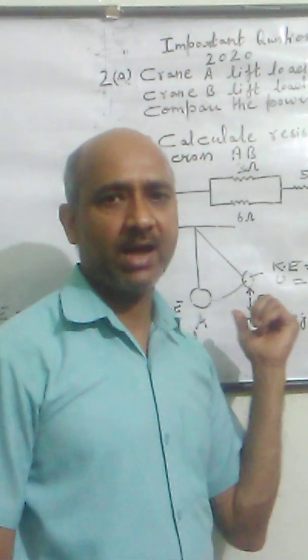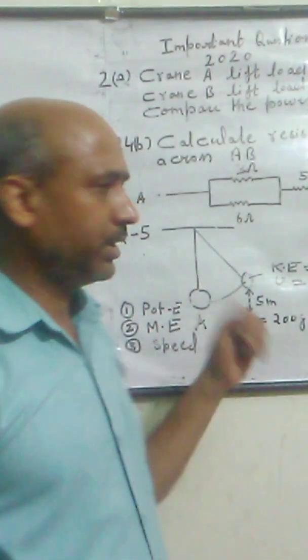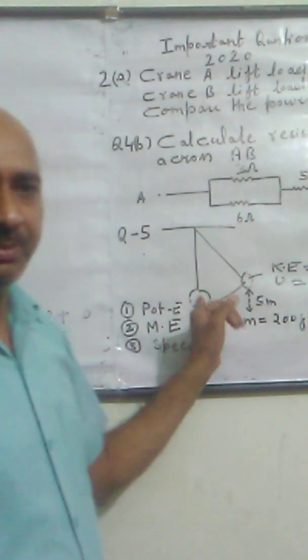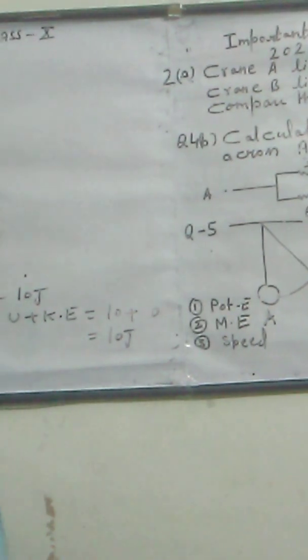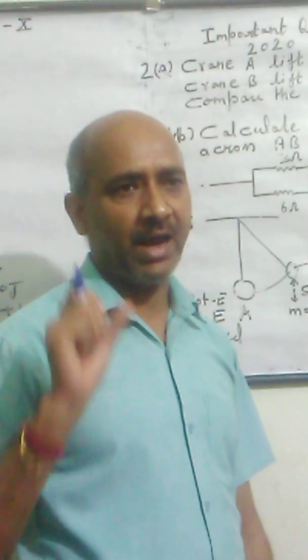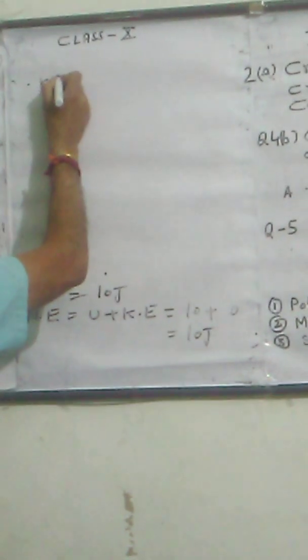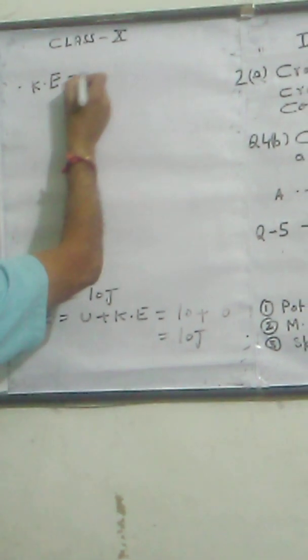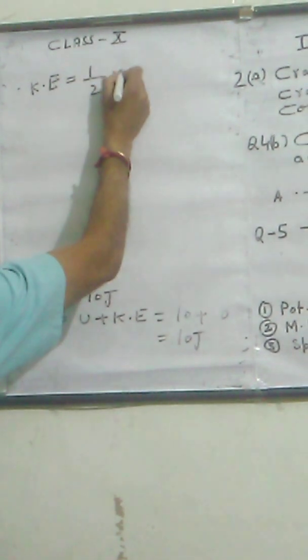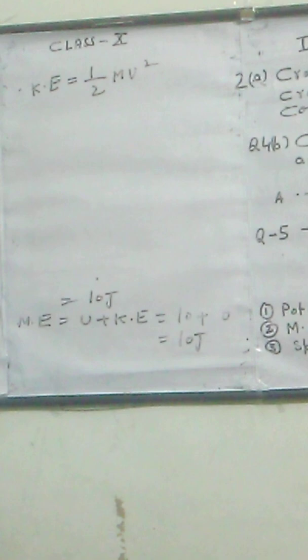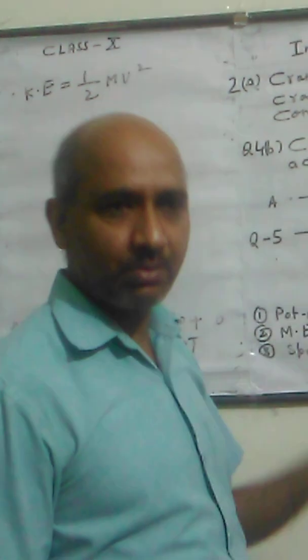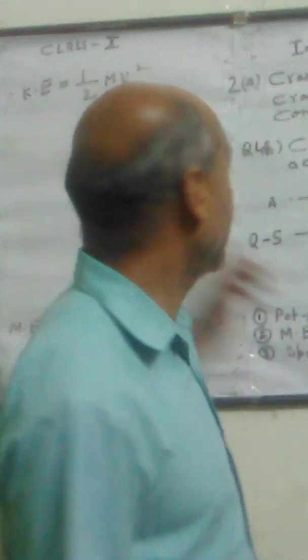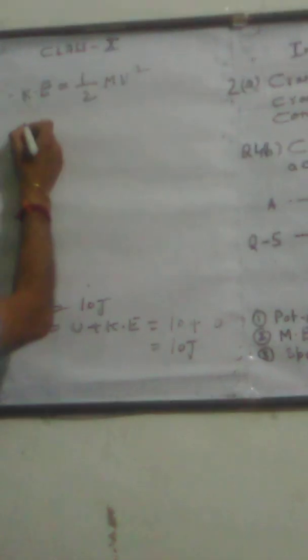So we have to calculate the speed of this bob at this point. What do I have to calculate at this point? I have to calculate the speed. So how to calculate at this point? We know that kinetic energy is maximum, and we know the formula for calculating the kinetic energy. Kinetic energy equals half mv squared. So mass is given to us. Kinetic energy is equal to potential energy, or equal to the total mechanical energy. So kinetic energy will be 10 joules.